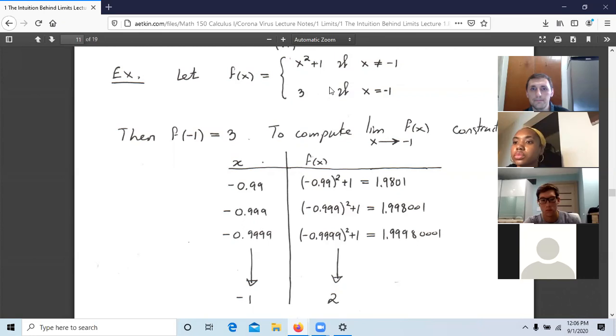Professor, I was wondering where you would find the worksheets on your website. Would it be under Math 150? Yes, everything under Math 150 for this class.